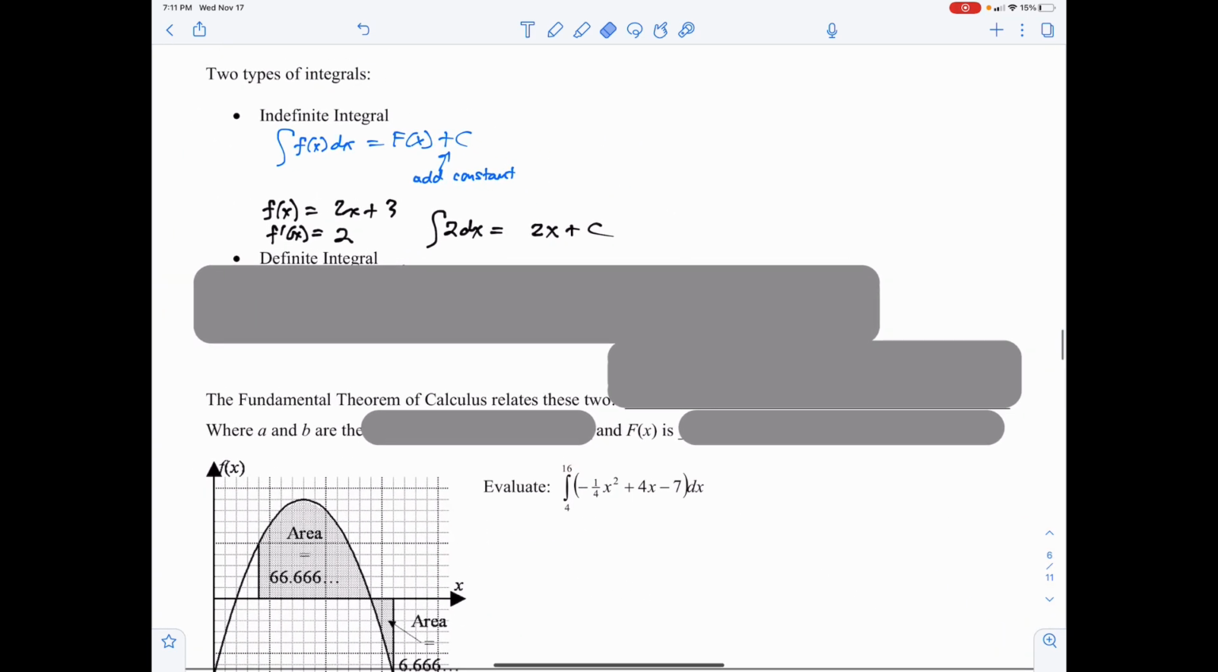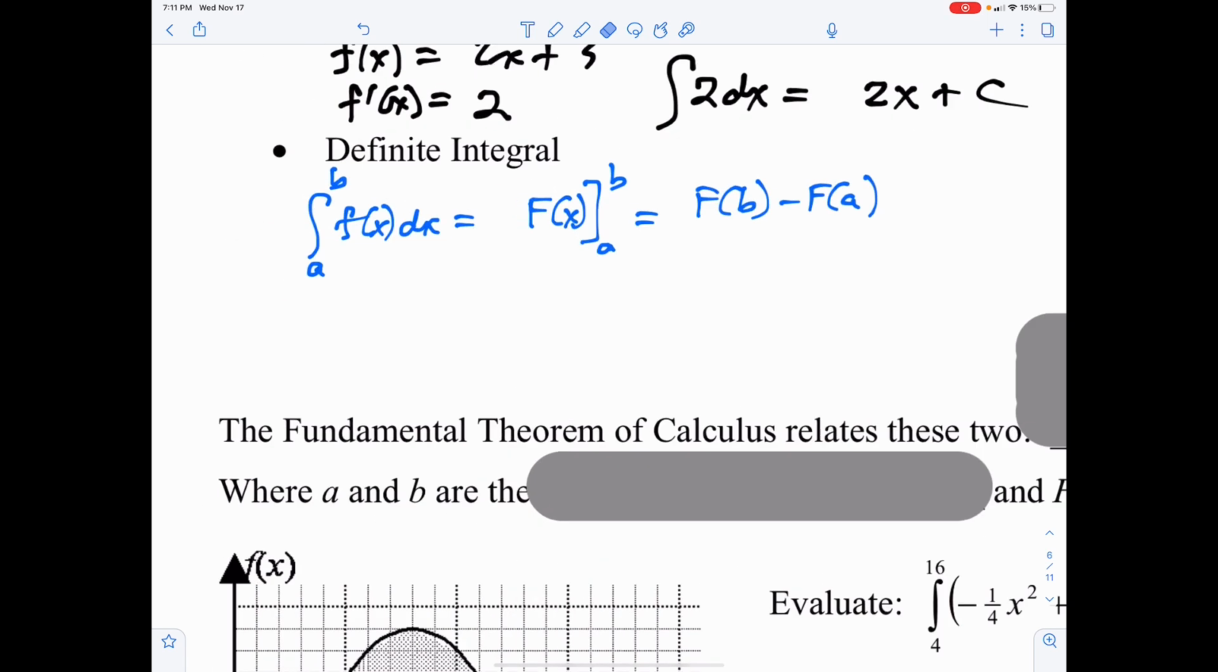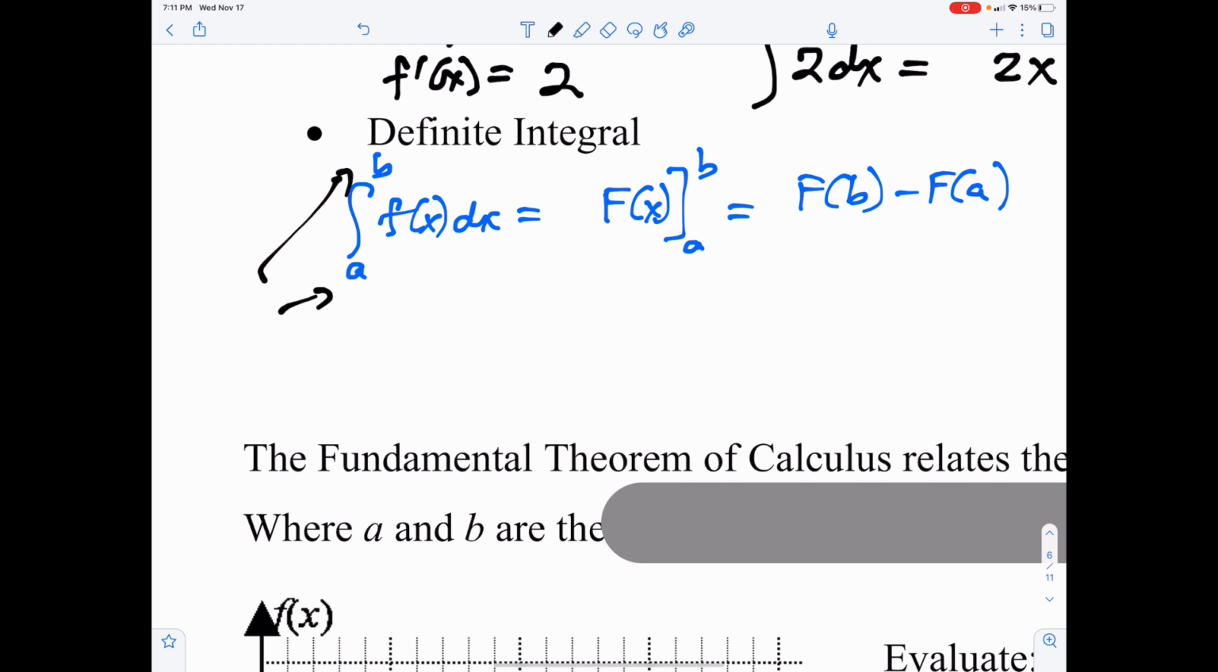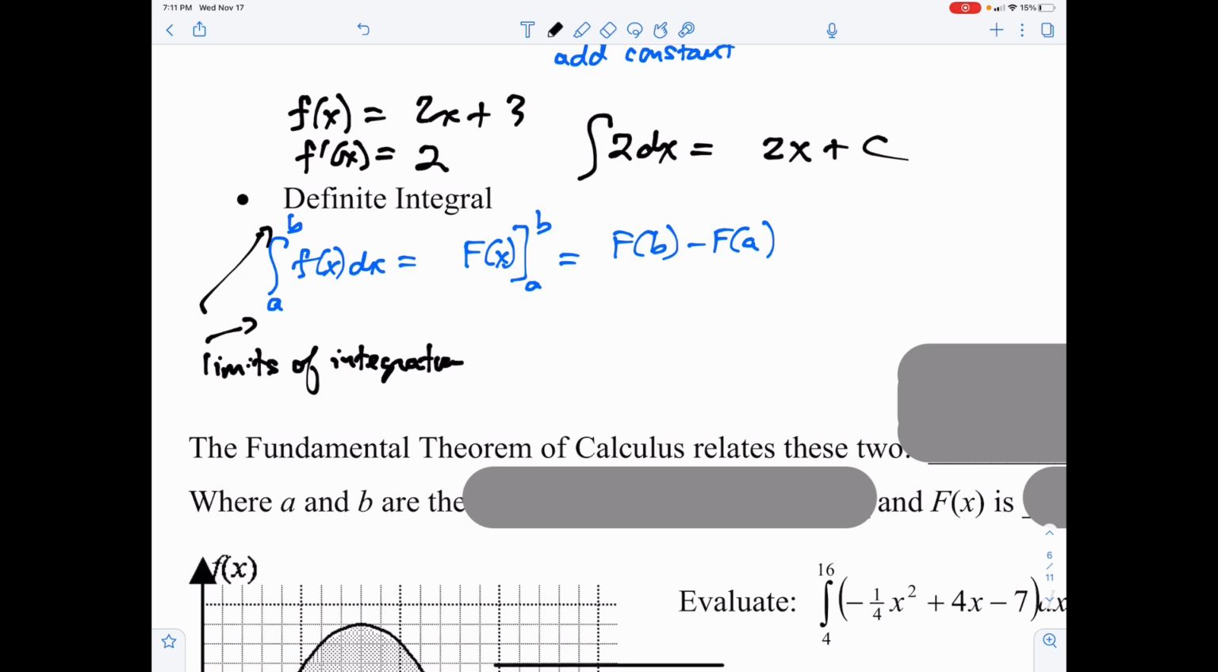And you have to be given some sort of initial values in order to figure out what the actual value of that constant would be. Now, a definite integral means that you put what are called limits of integration. The way you evaluate it is you take your integral function and evaluate the upper limit of integration in place of x, and then subtract the lower limit of integration evaluated at x.